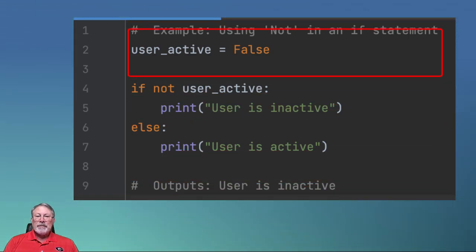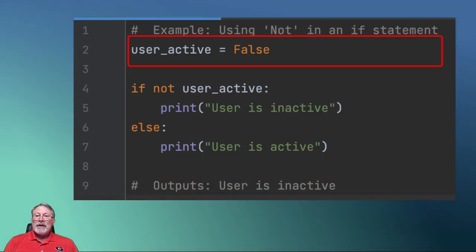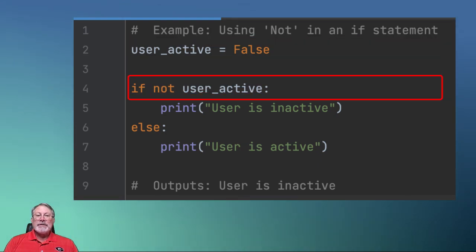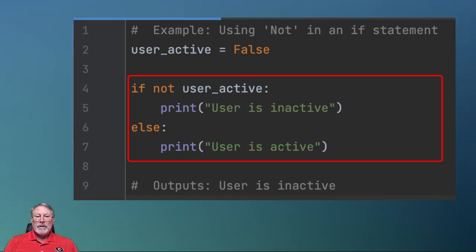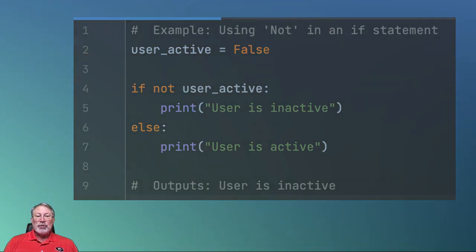In this snippet, the variable userActive is initially set to false. Using not, we easily check if the user is inactive, not userActive, and respond accordingly. This demonstrates not's utility in cleanly expressing negation in conditional logic.